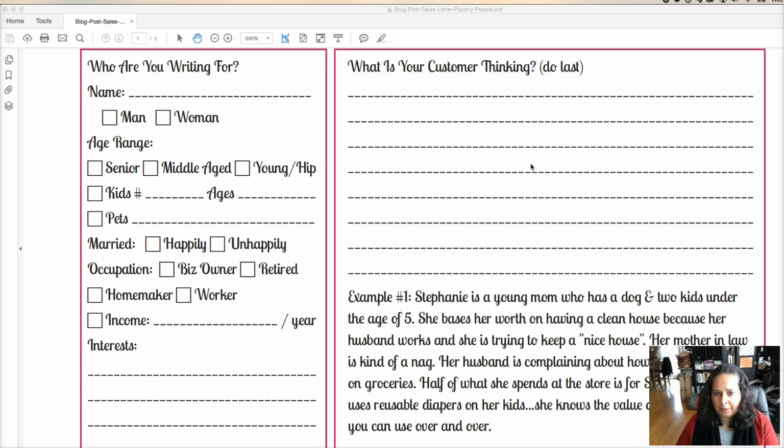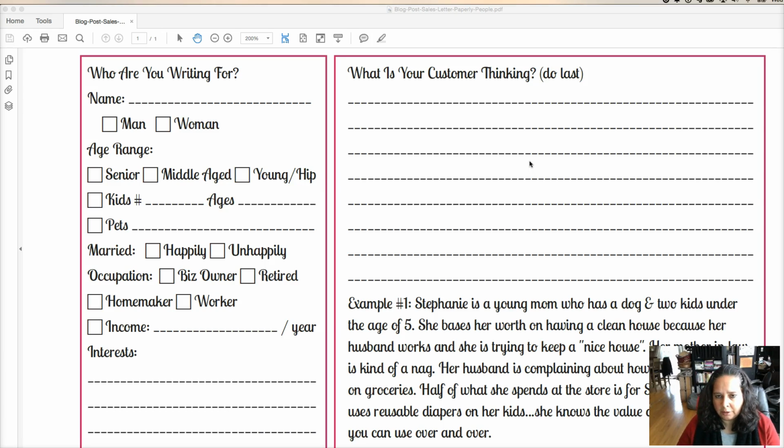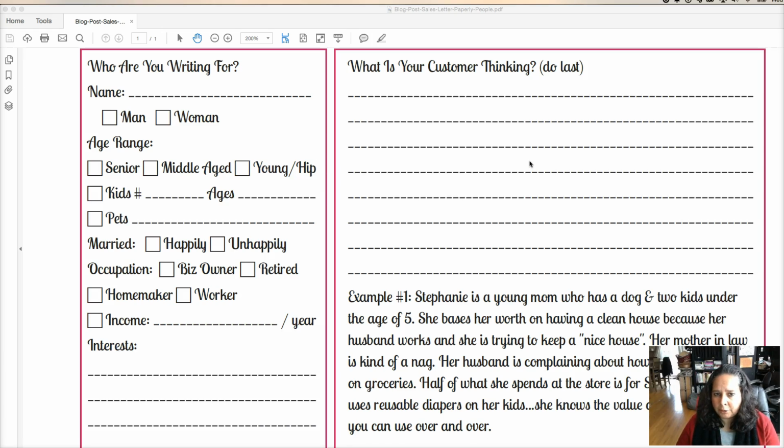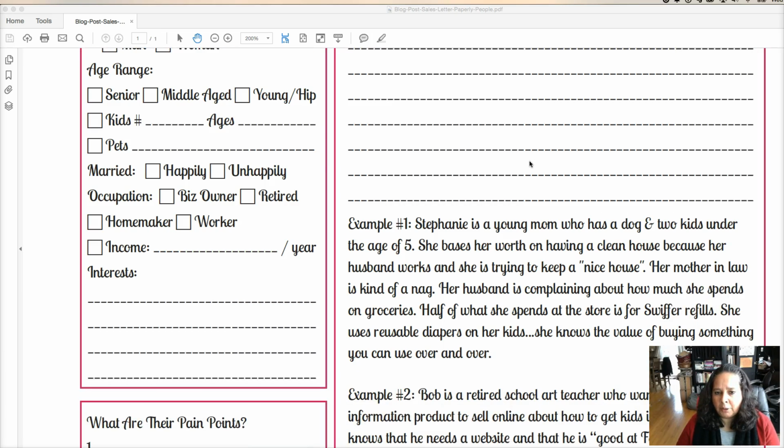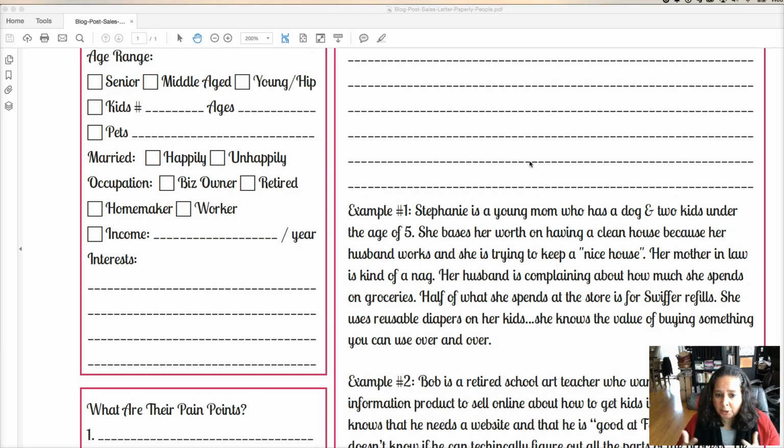And then the last part of it is you're going to write what she's thinking. And I always tell women, so I'm always going to use the pronoun she, but yours could be a he. One example is that when we were trying to figure out how to sell Swiffer refills, this immediately came to mind, a young woman named Stephanie, and her main goal in life is to keep a nice house. She's a young mother, she's stuck at home, and she feels like her self-worth is all wrapped up in having a nice house. And she feels like she's not doing a good job at that, right?